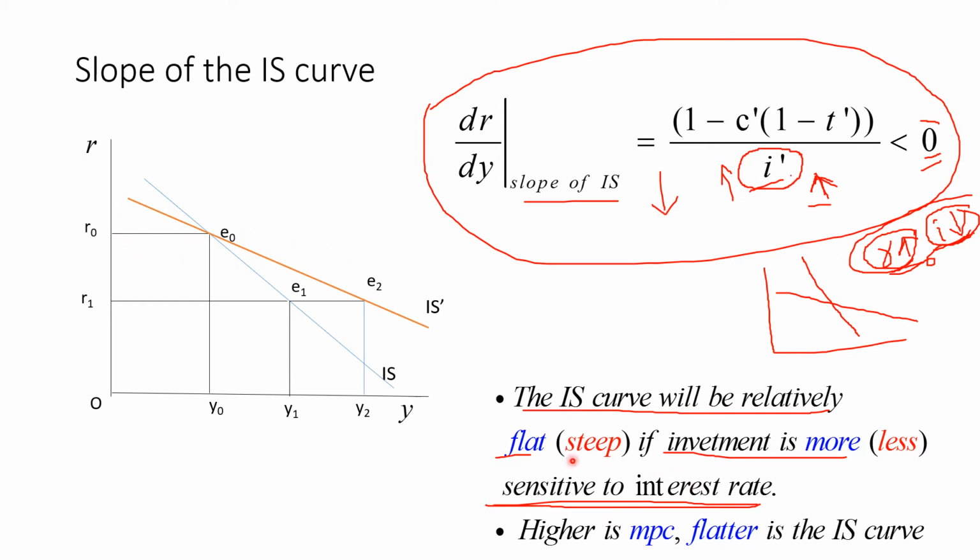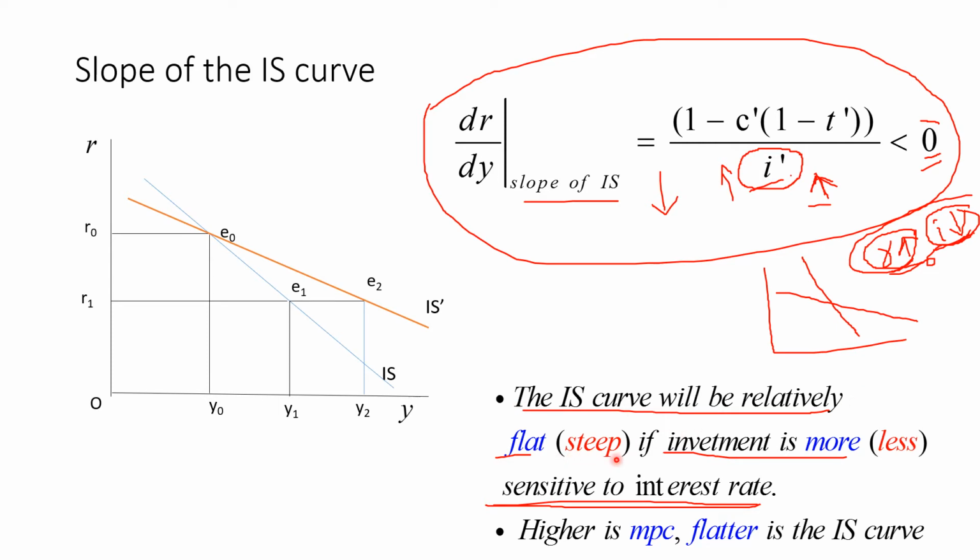The reverse is also true. If it is less sensitive, so if I prime is low, the slope is pretty high, and therefore your IS curve will be steep. In the bracket we are considering just the opposite. You read it like this: the IS curve will be relatively flat if investment is more sensitive, or you can read it like this: the IS curve will be relatively steep.